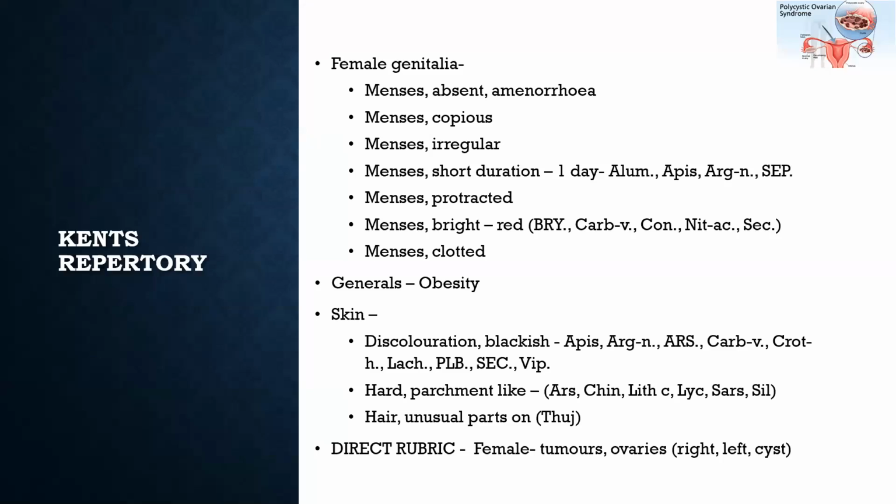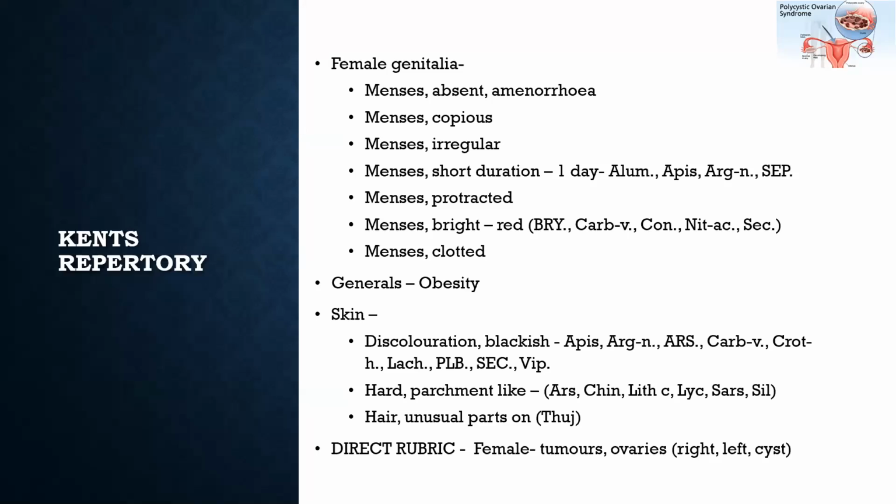We'll see it later. Now, female genitalia: depending upon the patient who comes to us and the symptom they elicit, we can choose among the rubrics given under the rubric menses. If the patient comes with menses absent, amenorrhea, you can take menses absent, amenorrhea. If it is copious, if it is irregular, again, short duration. We have short duration for 1 hour. We have short duration for 1 day. And all those rubrics have been given under Kent's repertory.